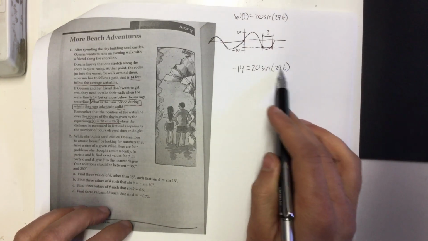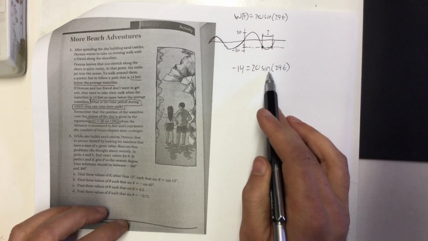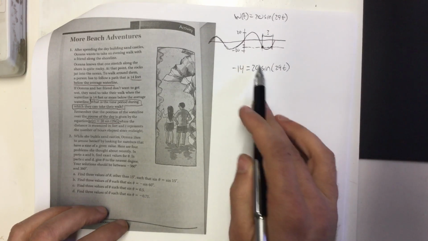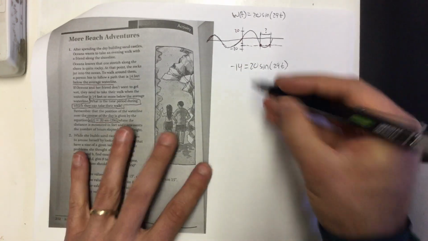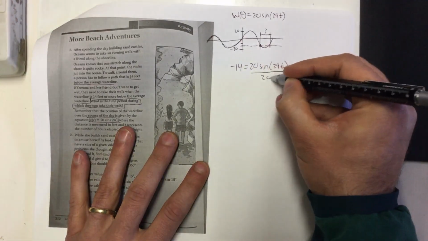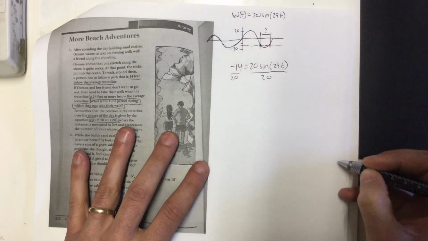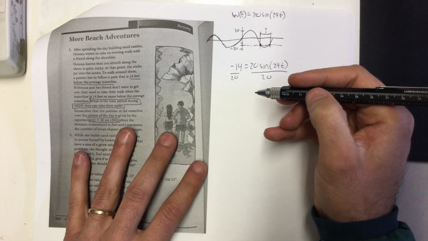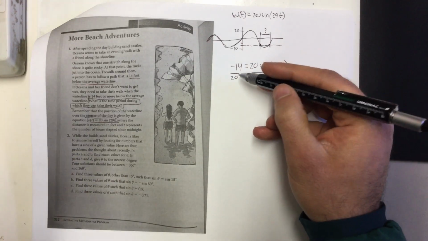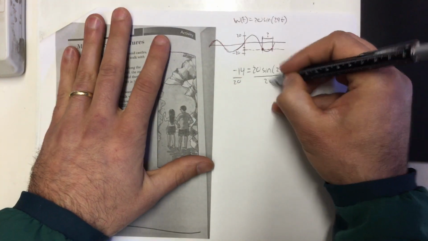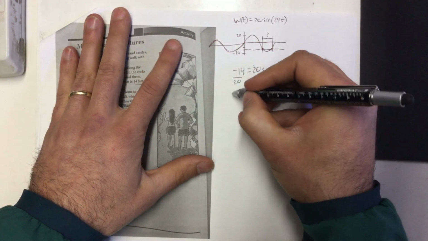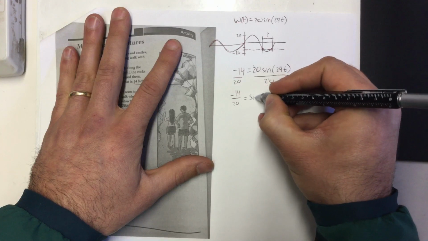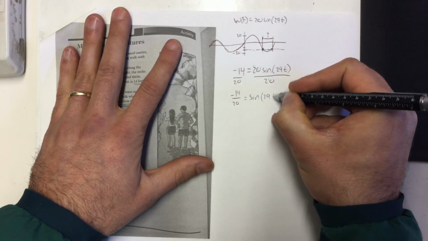Since t is grouped in these parentheses inside the sine function, we have to start by doing inverse operations, and we're going to start by doing the opposite thing of this times 20 right here. The opposite thing of times 20 is divide by 20. So we're going to divide both sides by 20. And I'm going to actually leave it in this format. But these two 20s will cancel out. And so then we're left with negative 14 over 20 equals the sine of 29t.